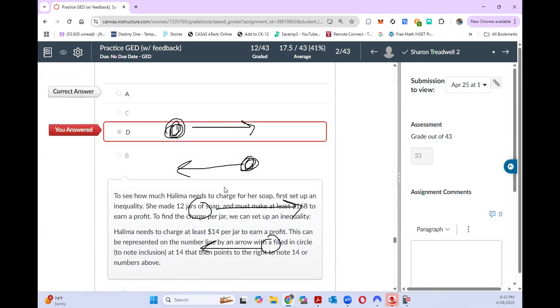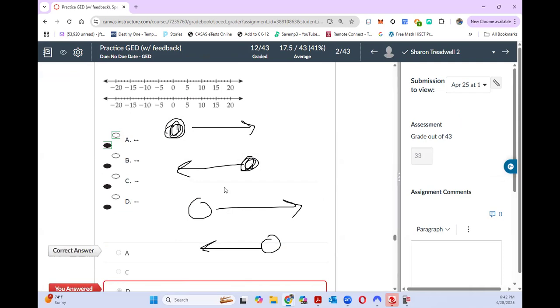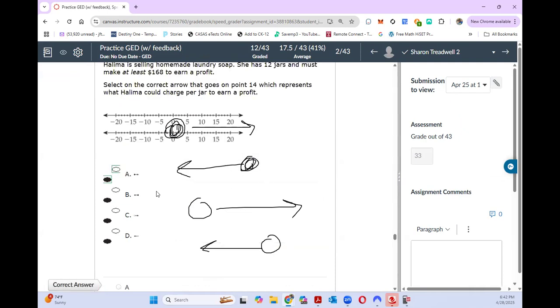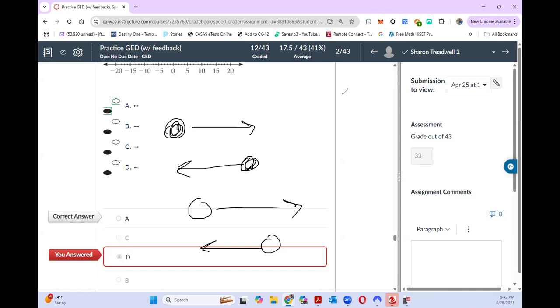So a solid circle means equal to, and an open circle means less than or greater than. So for example, when you got an inequality, you got greater than, greater than or equal to, less than, and less than or equal to. If you have greater than or equal to, or less than or equal to, you're going to have a solid circle. If it's greater than or less than, you're going to have an open circle. If it's greater than, you're going to have an arrow to the right. If it's less than, you're going to have an arrow to the left.